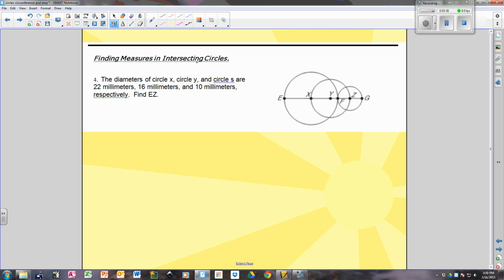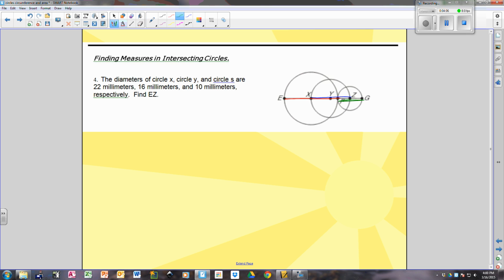All right, so finding the measures of intersecting circles. So notice you've got these 3 circles, and they all intersect. They all have their own diameter, and they all have their own radius. So what I'm going to do here is I'm going to use red for the big circle. I'm going to use this blue for the middle circle, and I will use green for this end circle. So that will be going through there.